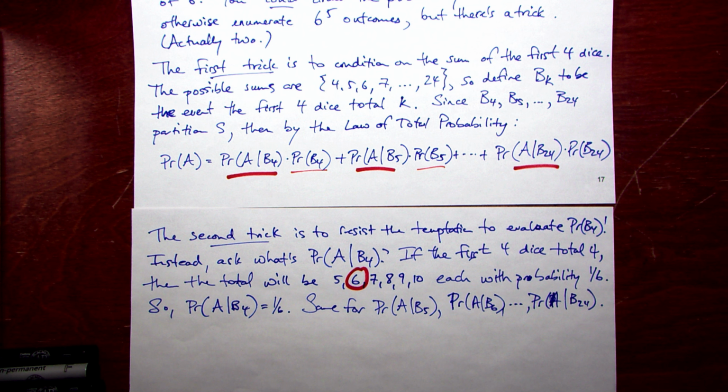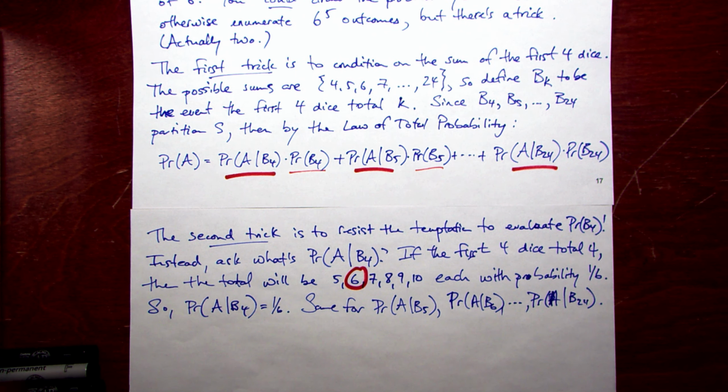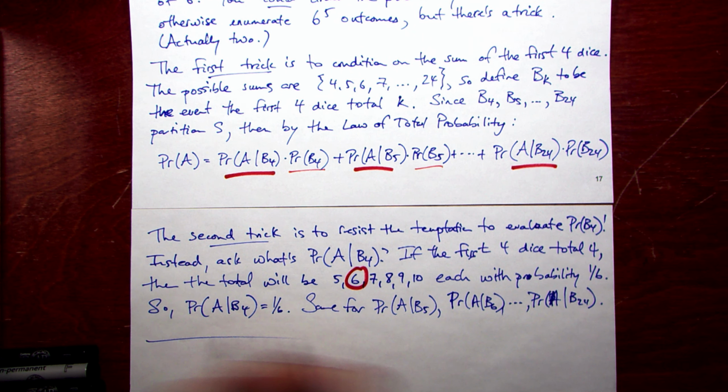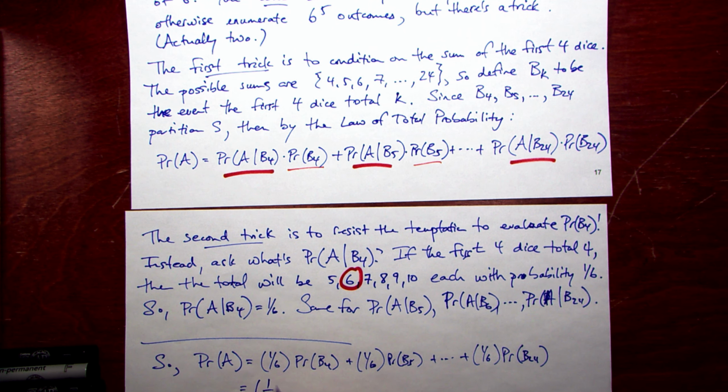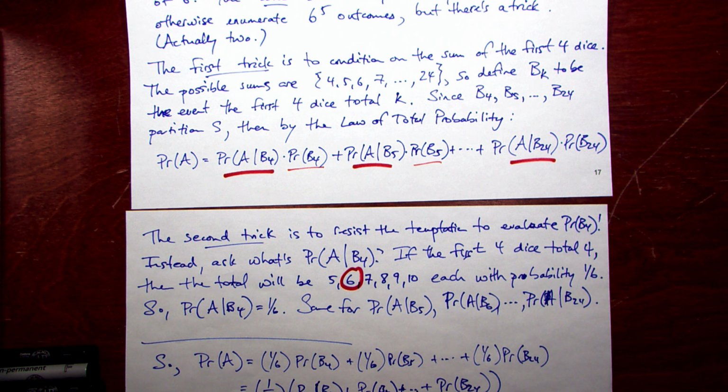Which means they're all 1/6, and we can factor out a 1/6 once we sub them in. Subbing them back in, the probability of A is 1/6 times the probability of B4, plus 1/6 times the probability of B5, plus, up to, 1/6 times the probability of B24. So we factor out the 1/6. And what's that sum equal to? 1. Why? Yeah, it's partitioning S, right? Okay, so this is a partition.